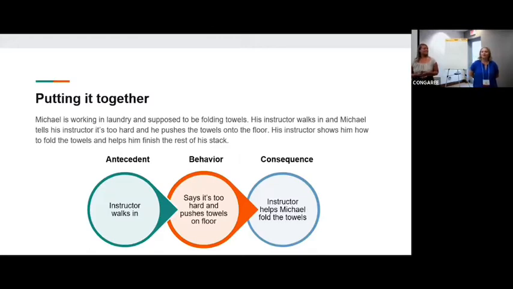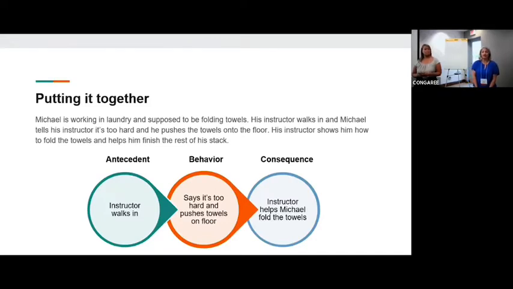So what do you think the future likelihood of that behavior is going to be? Michael saying it's too hard and pushing the towels on the floor, is that behavior going to increase in the future or decrease? I would say decrease. Okay. Why do you think decrease? Because maybe he said it was hard because he was just put there to start folding the towels. But with the instructor going in and assisting him, maybe he's showing him how he can make it easier for him to fold the towels. Yeah, maybe he didn't know how to do it, and now he's showing how to do it.